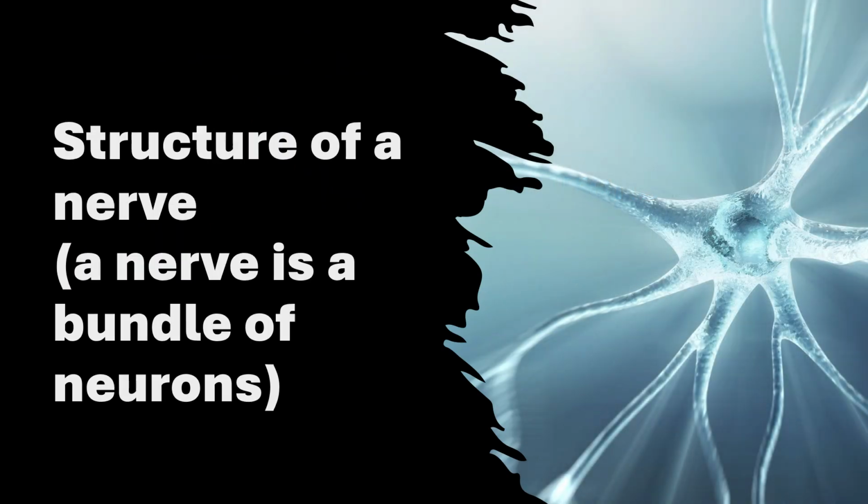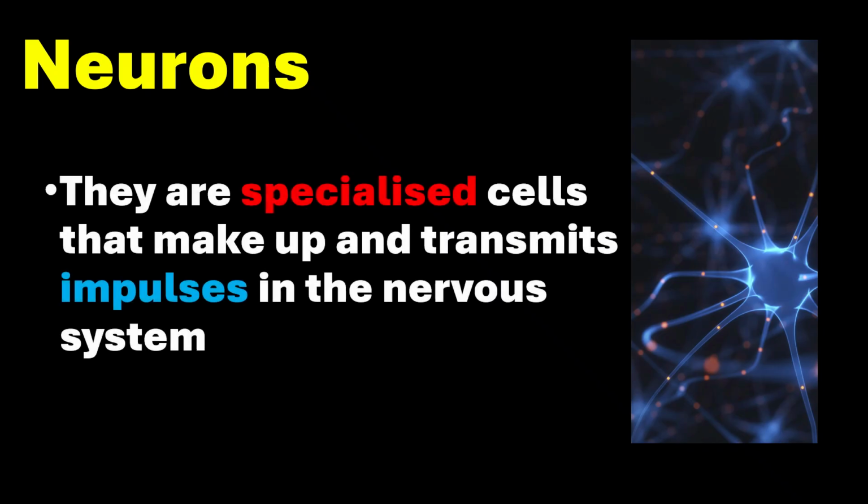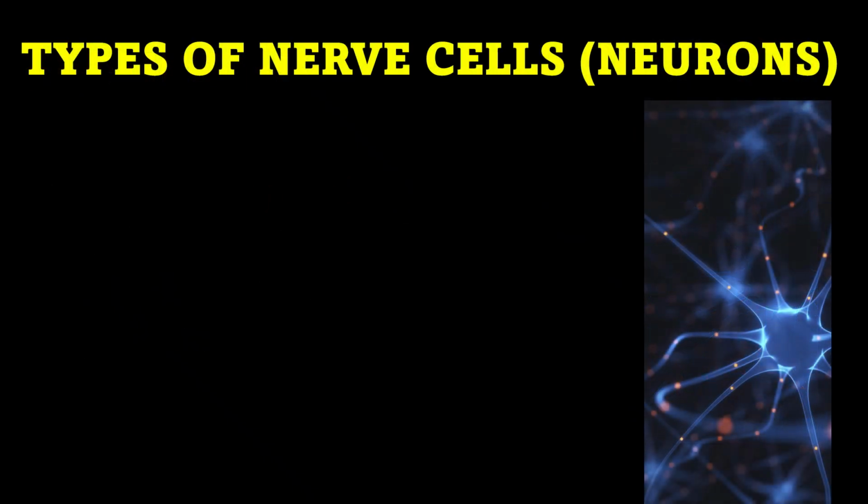And you need to know the structure of a nerve. And in doing so, we have to be able to tell the difference between a neuron and a nerve. What are neurons? They are specialized cells that make up and transmit impulses in the nervous system. That is the definition of a neuron. Then we go on to the types of neuron. How many types of neurons are there, and which ones do you need to know?